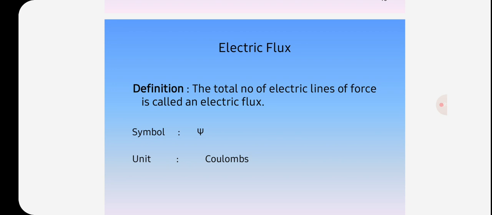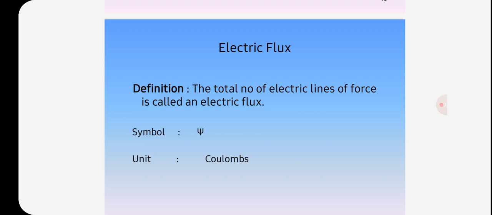The total number of lines of force emanating from a positive charge is called electric flux. Electric flux is denoted by the Greek letter psi and is measured in coulombs. Electric flux psi for a charge of Q coulombs is equal to Q coulombs.